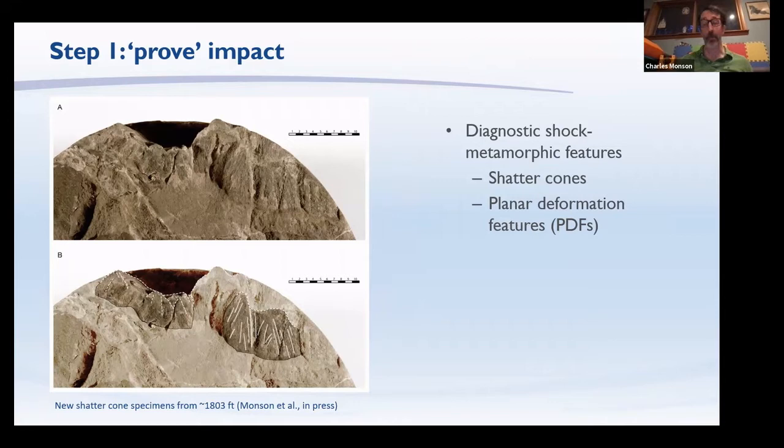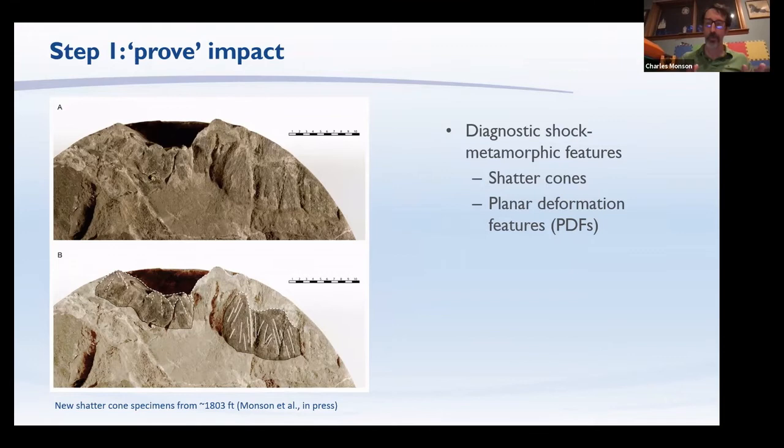I mentioned before about how everybody wants to find an impact crater, and nature has lots of ways of making vaguely circular objects that seem like they could be an impact crater. So planetary scientists have really pinned down a very exact set of criteria for saying, okay, you really do have a crater. Shatter cones is one of them. Something called planar deformation features, which I'll discuss next, is the other thing. But they don't just want you to find them. They want you to document them very thoroughly. It's not enough to say, yeah, we got them, it's cool. They want you to illustrate them, document them, have them in the literature.